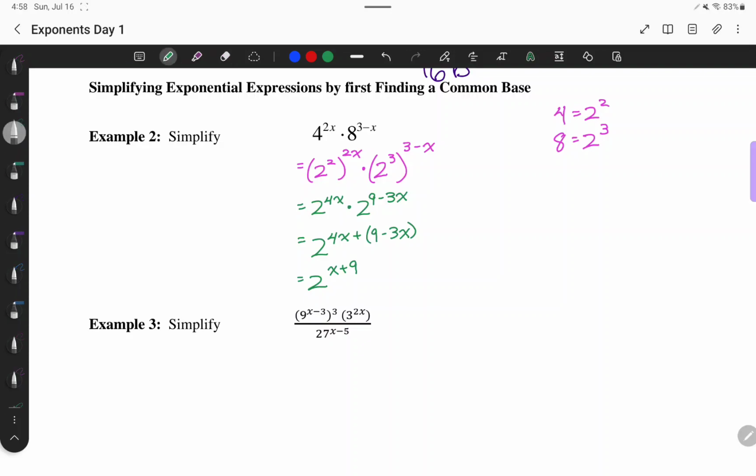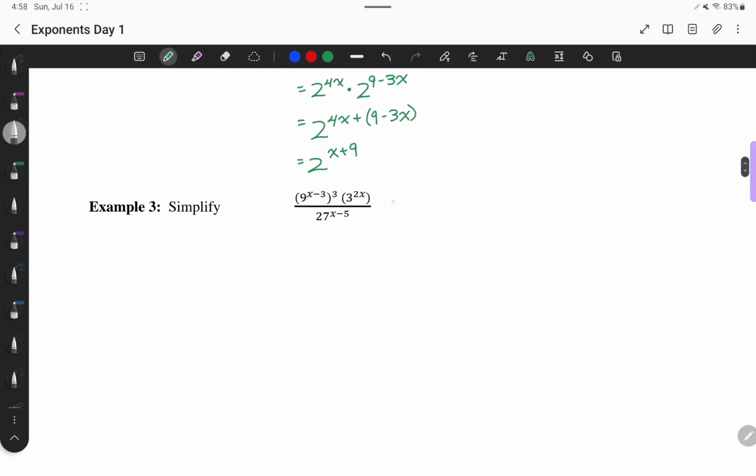All right, let's try this one together. 9 is 3 squared to the power of x minus 3, to another power of 3, times 3 to the power of 2x, all over, instead of 27, we'll do 3 cubed to the power of x minus 5.